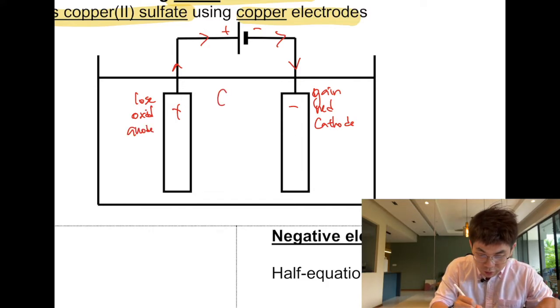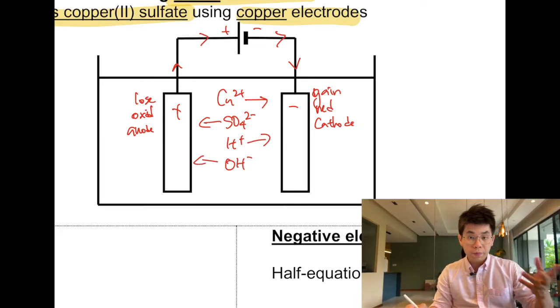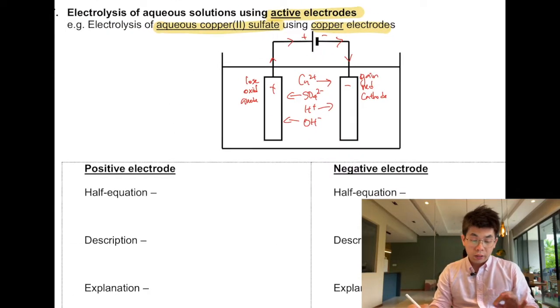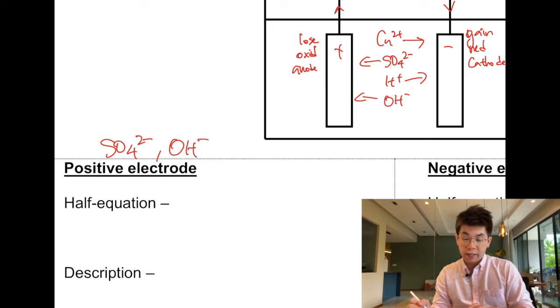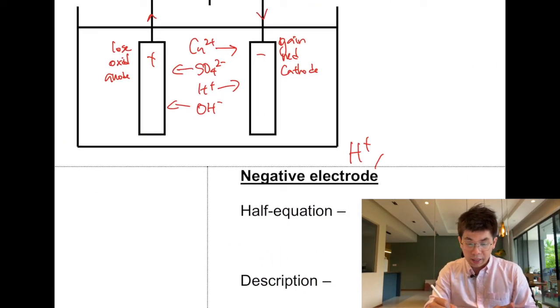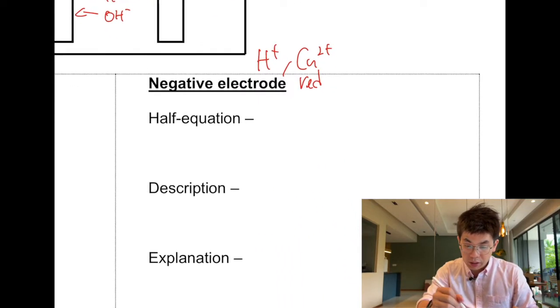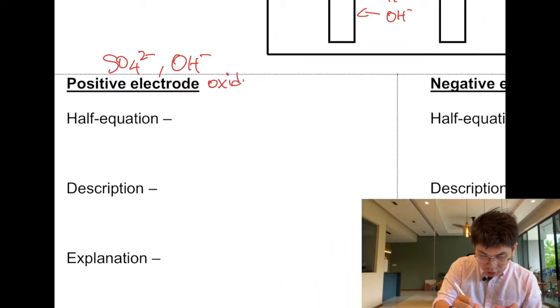Okay, and in the solution I have Cu2+, SO4 2-, H+, OH-, and I know this one goes this way, this way, this way, this way. So you should have labeled the diagram like this, and then you will know that for the positive electrode I have my SO4 2- and my OH-. At the negative electrode I have my H+ and my Cu2+. At the negative electrode, I know that reduction occurs here. And at my positive electrode, I know oxidation occurs over here.